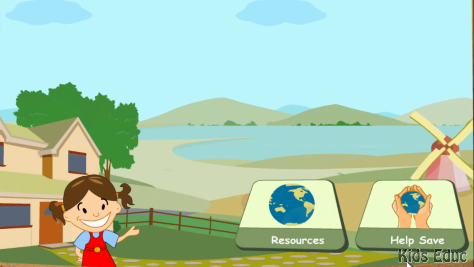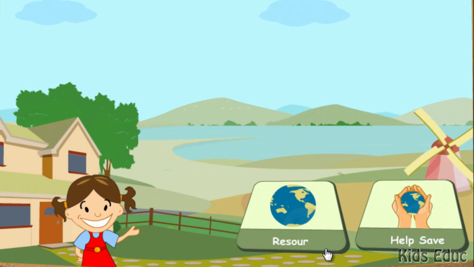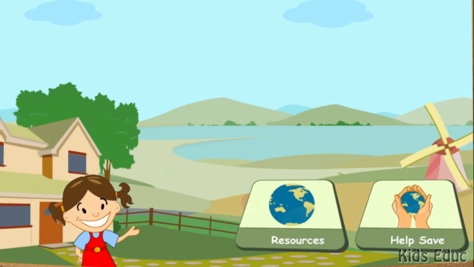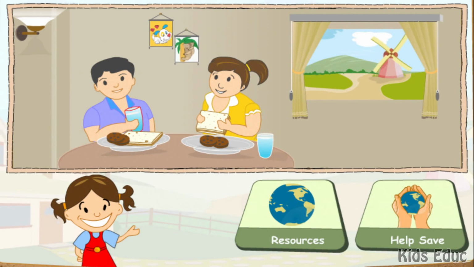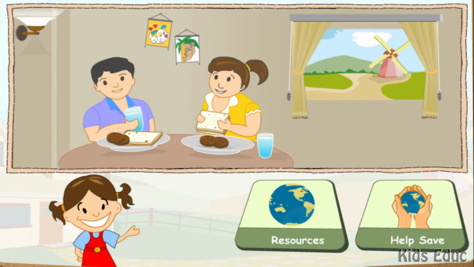Do you know what resources are? Resources are the everyday things we use that cannot be replaced. The food we eat is a resource. The water we drink is a resource. The wood we use to build our houses is a resource. Even the air we breathe is a resource.